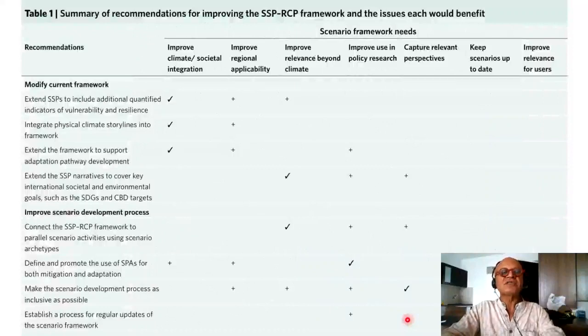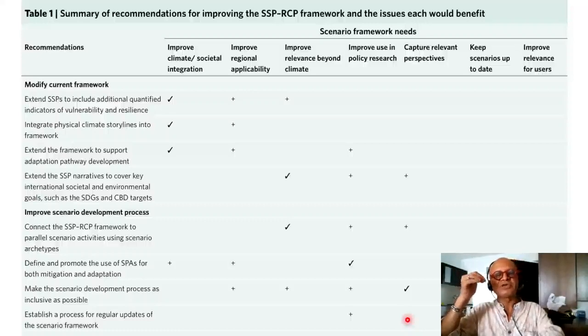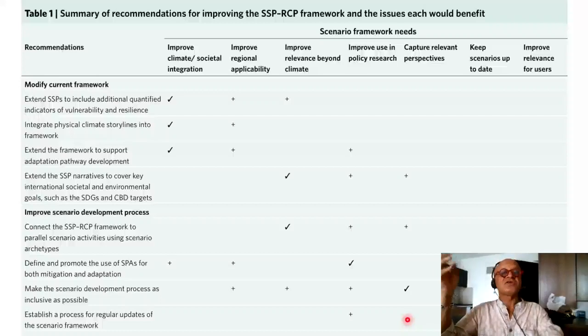So we'll come back and look at a summary of recommendations for improving the SSP-RCP framework and the issues each would benefit. Then we'll look in words how these recommendations are translated in terms of specific ideas, and then the overarching question you have to ask yourself again: is this really worth continuing this methodology of projecting out to 2100 and beyond? Many models are running to 2300, some to 2500, and the models that run longer have to be simplified because the computational cost of running for centuries is very high.